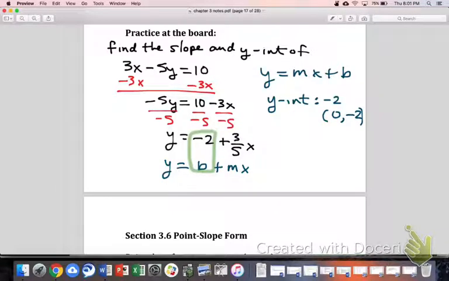And then the slope is the coefficient on the x. So in this case, that would be the 3/5. We can see that 3/5 goes with the m, and so we would say that our slope is 3/5. All right, so I hope that worked out well for you. We're going to go ahead and do a new, different warm-up example next.